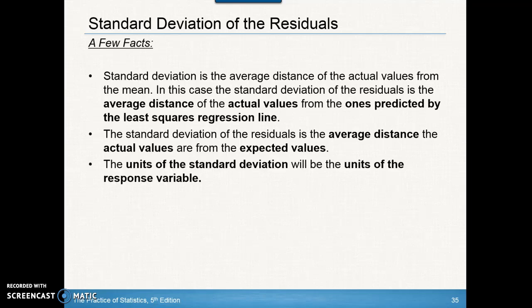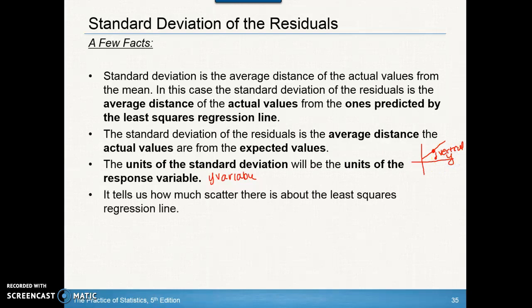The units of the standard deviation are going to be the units of the response variable, which is basically the same thing as the units of your y. And the reason for that is whenever you're doing your residuals, remember if this is your predicted and this is your observed, the residual is your vertical distance. And since it's your vertical distance, that's the same thing as your y values. It's basically going to tell us how much scatter there is about the least squares regression line.